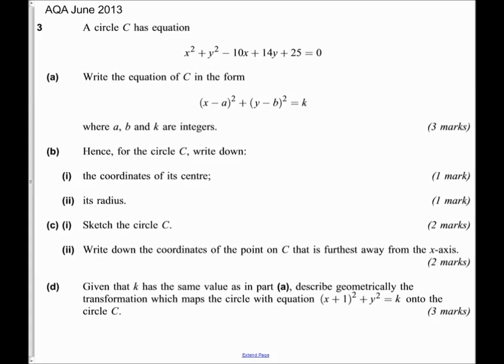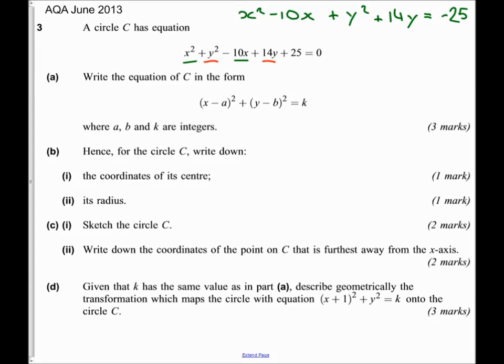I'm going to collect my x and my y parts together, so I'm going to say x² − 10x, so you can see I've got my x parts together, and then plus y² + 14y, so you can see I have my y parts together, and then I'm going to take my 25 over to the other side to keep it out of the way.